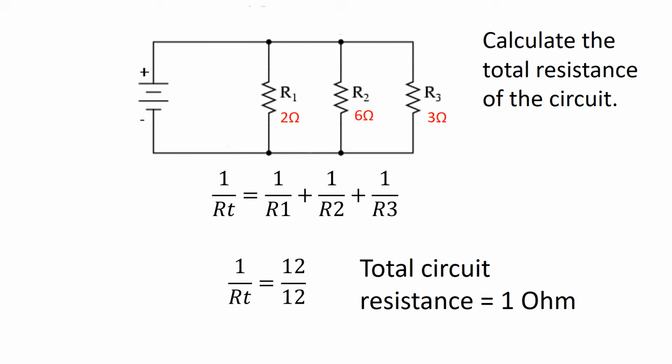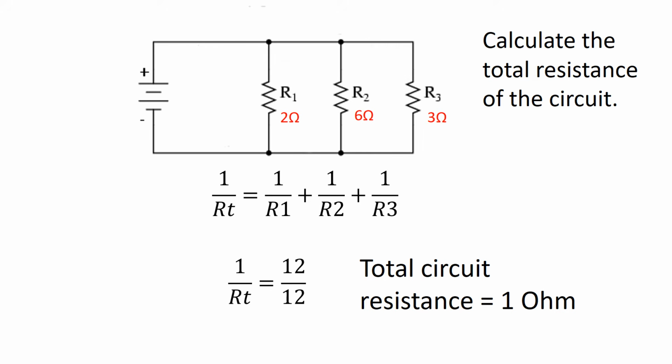So it turns out that 1/RT is 12/12. 12/12 is 1. So we have a total circuit resistance of 1 ohm. Now notice that that's less than any of the individual resistors. We've got a 2, a 6 and a 3 ohm resistor, and we've got a total circuit resistance of 1 ohm, less than any of the individual resistors.